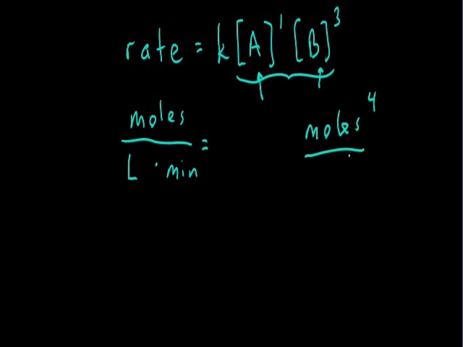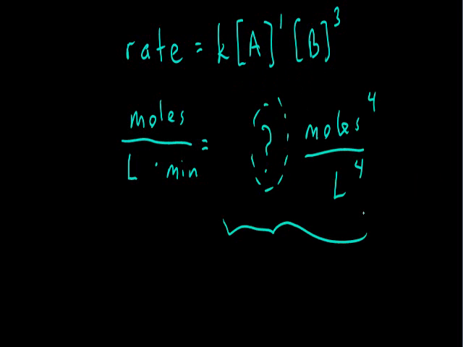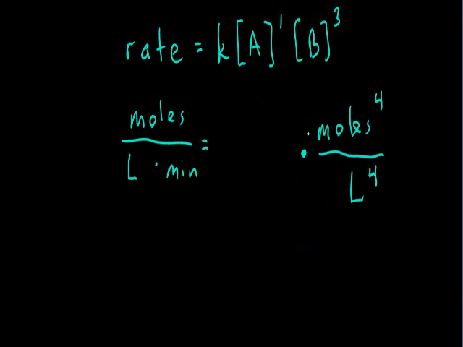The unit of measure that we have for our K now needs to be whatever it needs to be, so that when we multiply our K times moles to the fourth over liters to the fourth, we're left with, in this case, moles per liter minute. We're using minutes for our unit of time in this example. Now as we look at this, we can see we need to reduce the moles that we have in the numerator from moles to the fourth to just moles. So that means our denominator in the constant will have moles raised to the third power.